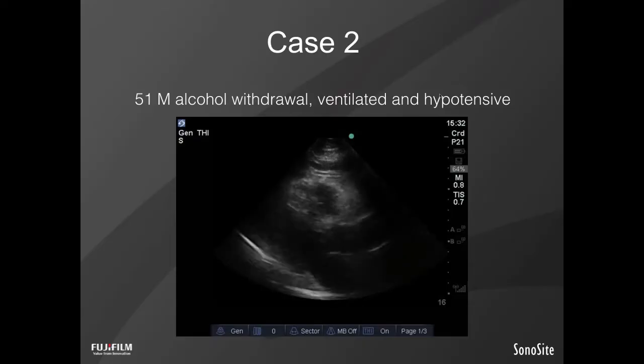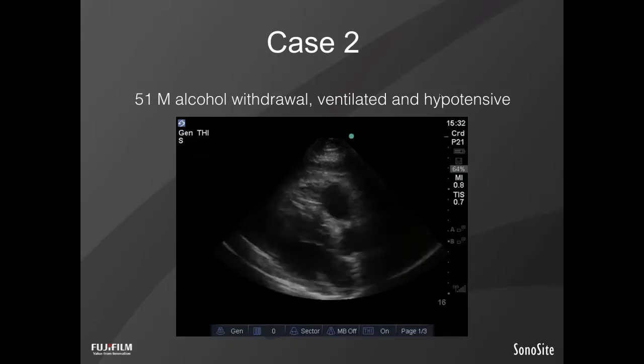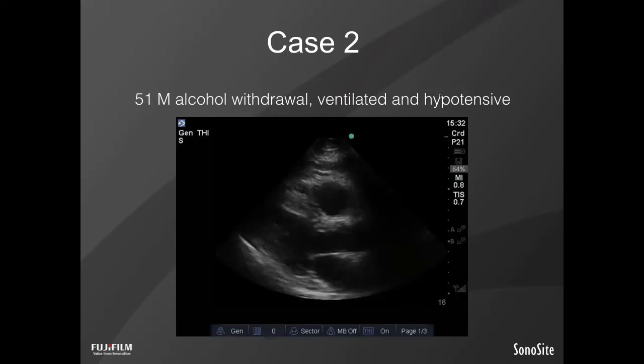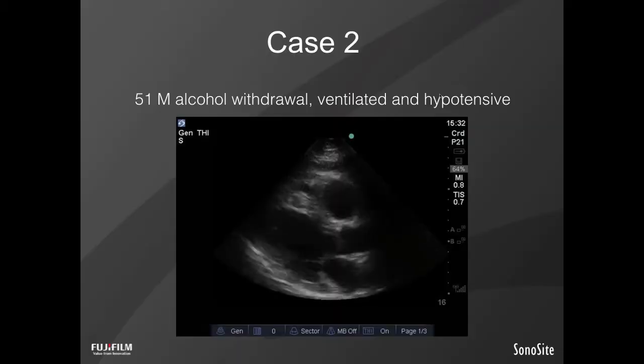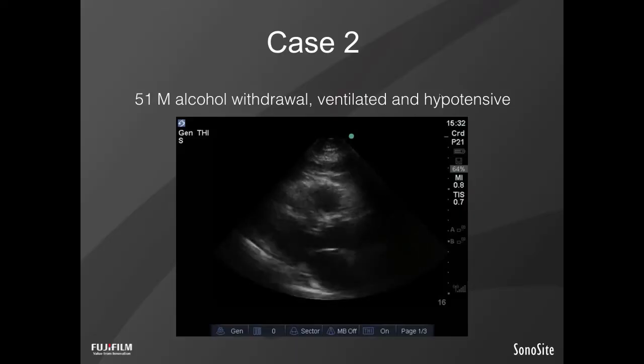Case 2, a 51-year-old male with alcohol withdrawal who's ventilated and is hypotensive in your ICU, or perhaps in your emergency room, or wherever you want to imagine yourself caring for this sick patient. So we carry out a goal-directed echo, of course, starting in the parasternal long axis. And, at first glance, I think you guys are looking at the eyeball approach. I hope so. The mitral valve looks pretty good.